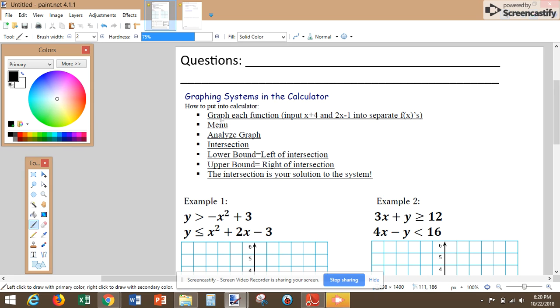Step 1, graph each function. Input the functions into separate f of x's. Step 2, click Menu, Analyze Graph, Intersection. The lower bound is the left side of the intersection. The upper bound is the right of the intersection. The intersection is your solution to the system.